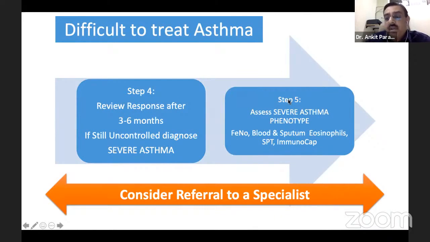And at this point of time, you actually need to phenotype these patients before going ahead. So step 5 is assessing asthma phenotype. So you have to get a FeNO done. You have to look at blood or sputum eosinophils. You have to get a skin allergy testing or an ImmunoCAP, which is your serum specific IgE, done. You actually cannot go forward without these investigations and obviously lung functions.